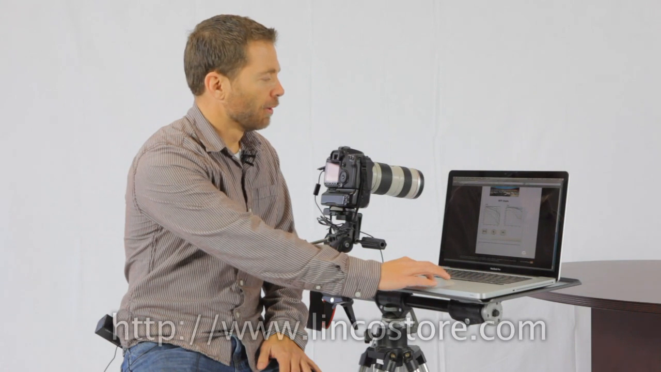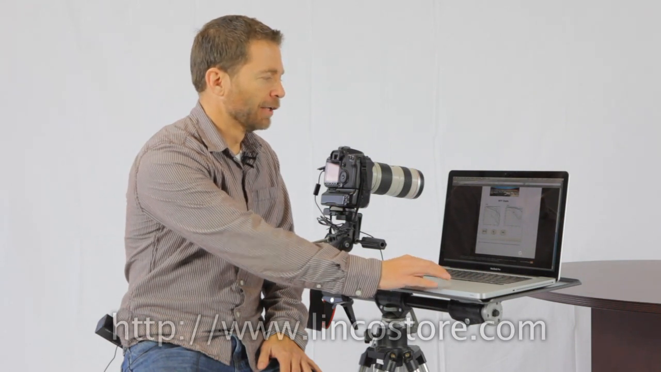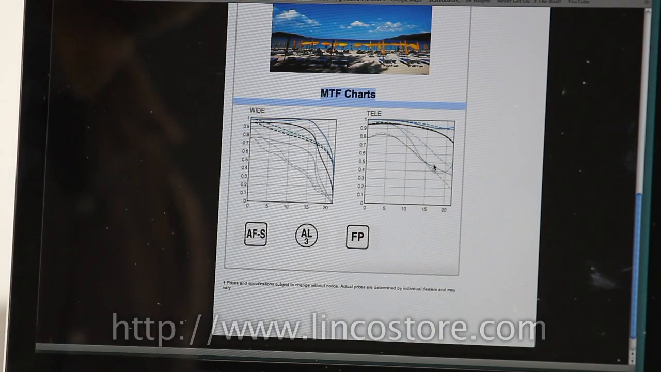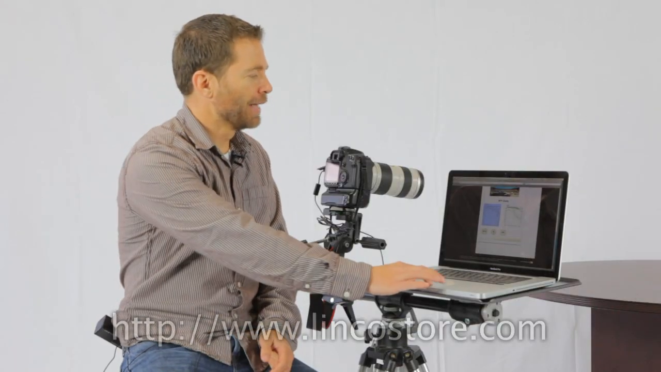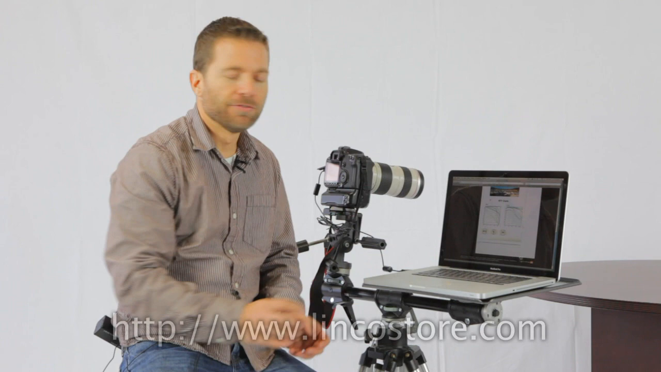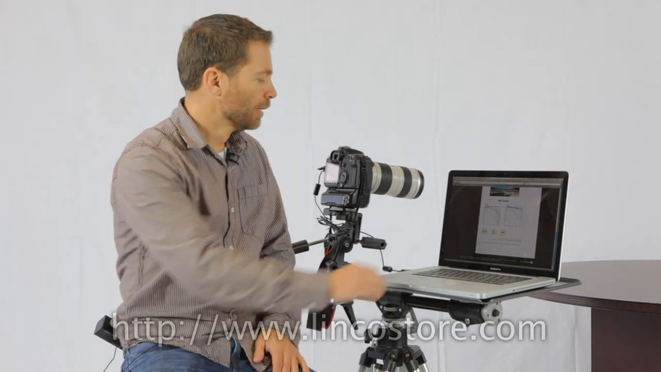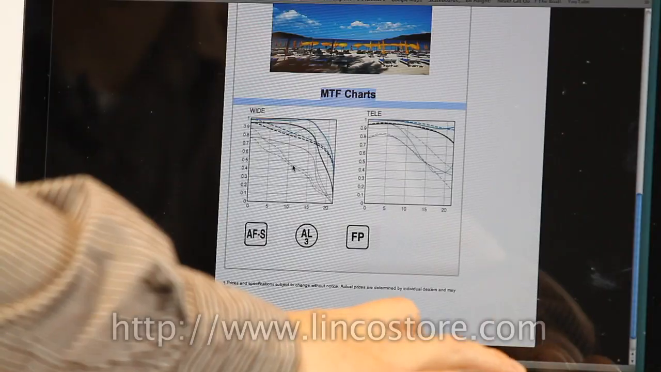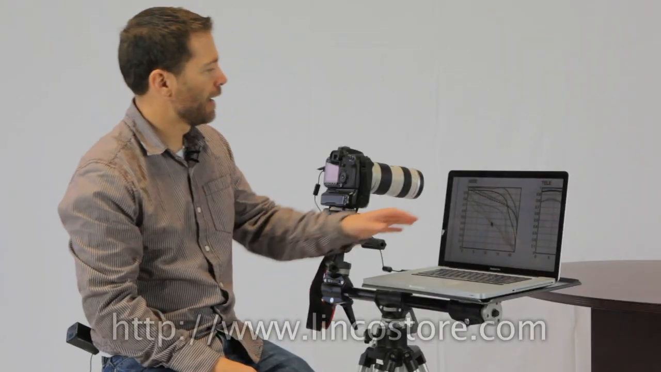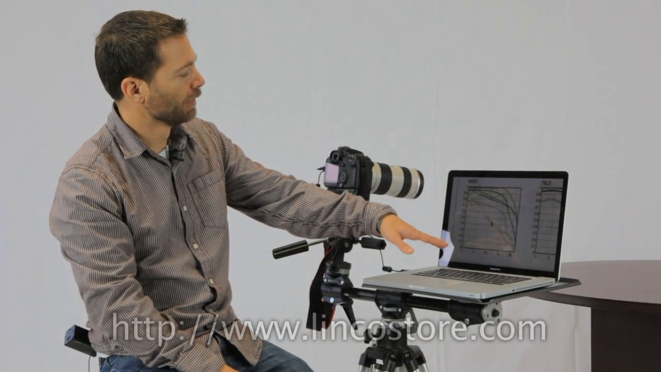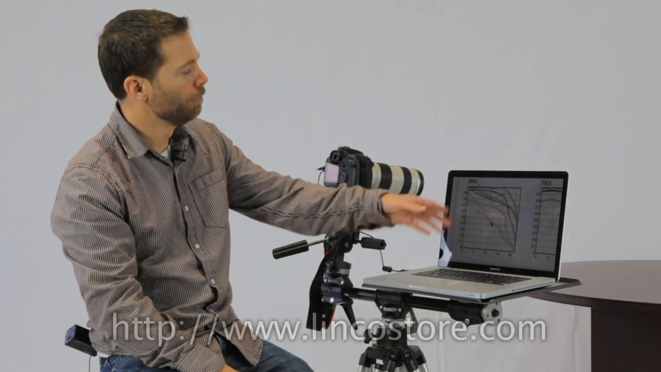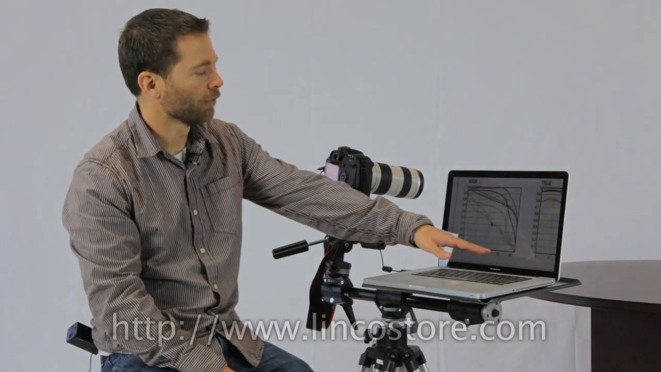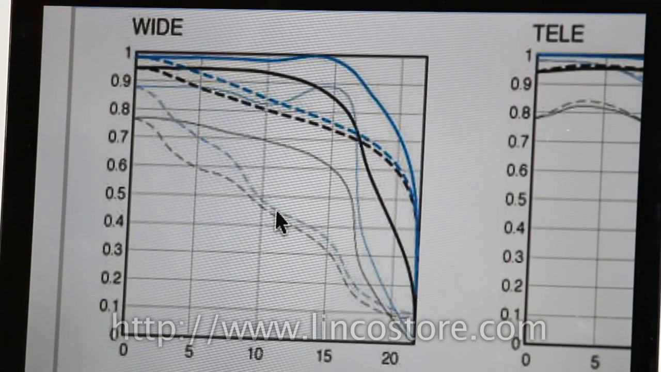In this case, we've got two charts. We've got the wide-angle chart and the telephoto chart because this lens is a zoom lens. Assuming the wide-angle lens, the wide-angle chart here represents the 17mm portion of this lens, let's go ahead and take a look at that. I'm going to zoom in here a bit. And you'll notice that this chart is really composed of two basic components. You've got the horizontal scale and the vertical scale.